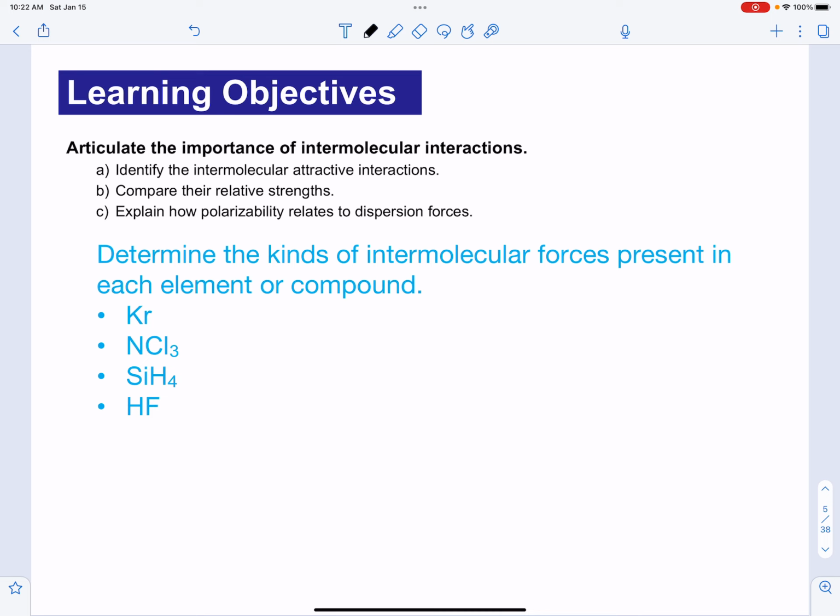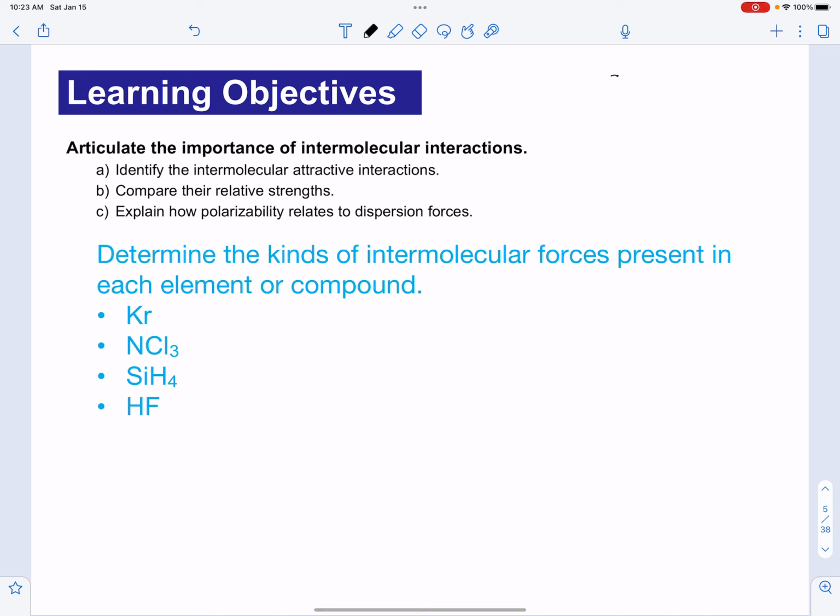So the way I do my lecture, you're not going to see a lot of information here. You already saw that on the textbook and on Alex. What we're going to do is problems, and the concepts that are very important, I'm going to discuss those concepts as we do the problems. So let's do this problem. This is our first problem. Determine the kinds of intermolecular forces present in each element or compound.